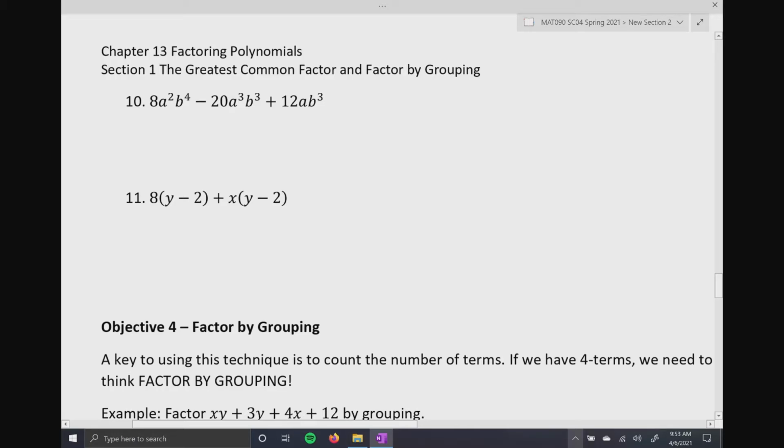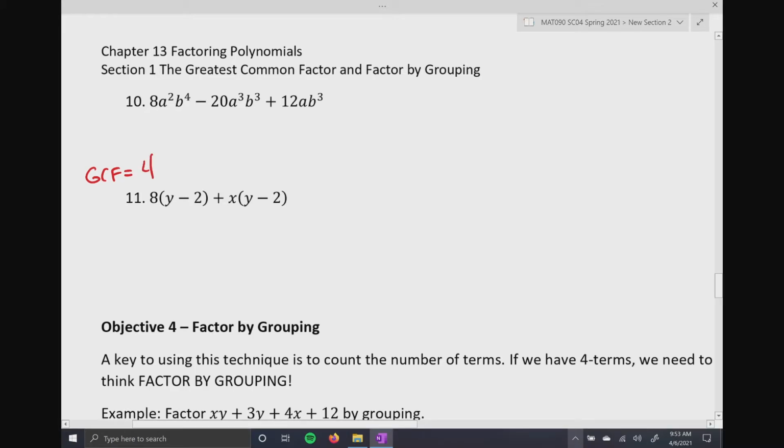Number 10. Now, number 10, it looks crazy. But if we just take our time, it's actually very easy. Let's find our GCF. Now, I'm not going to write everything out. I'm just going to look. 8, 20, and 12. Now, it looks to me like a 4 is what's in common, because I can divide 8, 20, and 12 all by 4, and I still get a nice number.